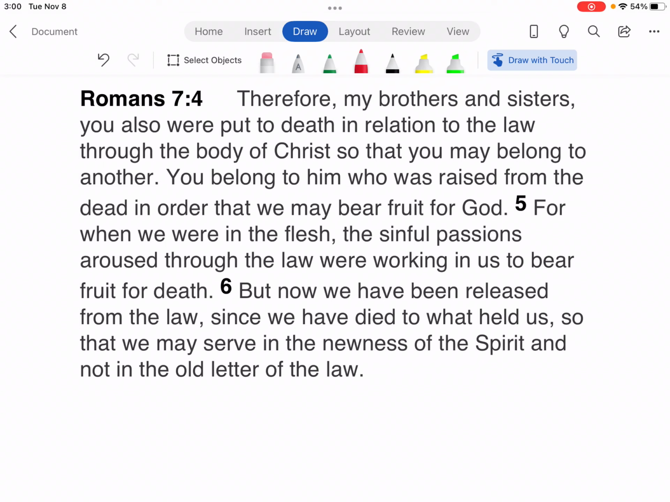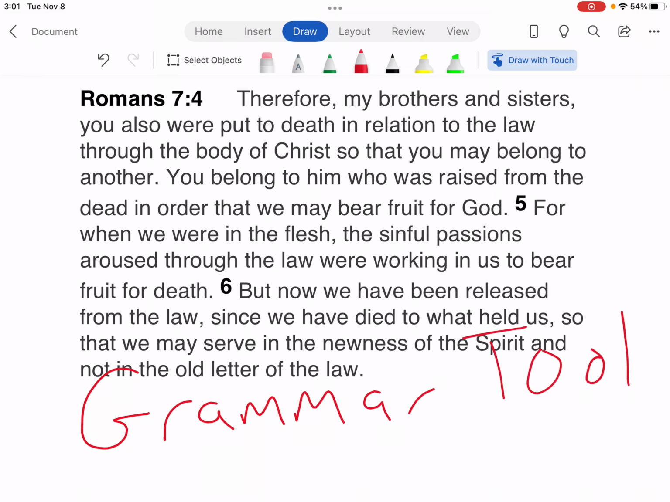Hey, Pastor Bryan here, and I want to talk about the Discourse Analysis Tool for Bible Study. That's just a fancy way, I guess, of saying the grammar Bible study tool, the grammar tool. The grammar tool helps us understand the flow of thought in sentences and in paragraphs so that we see the point and we see the argument.